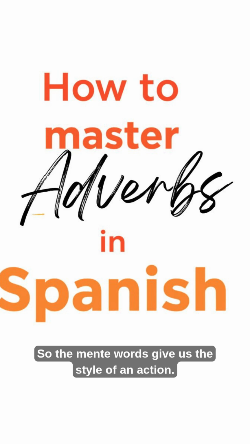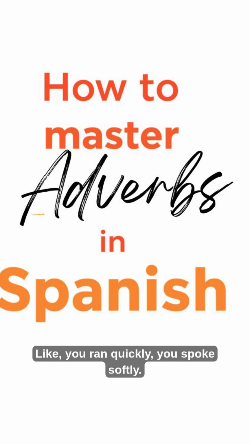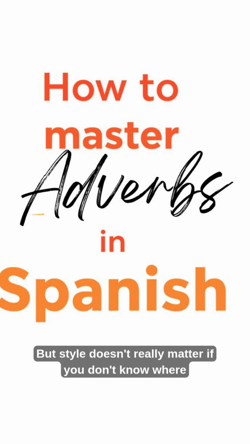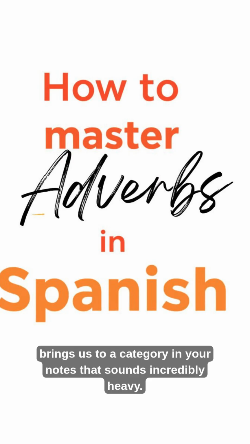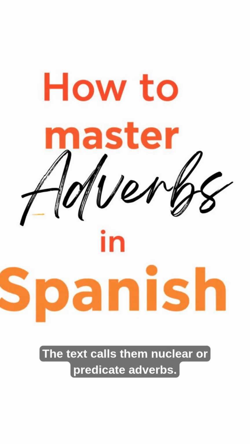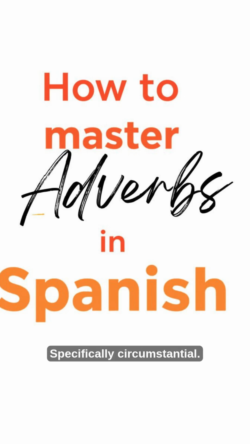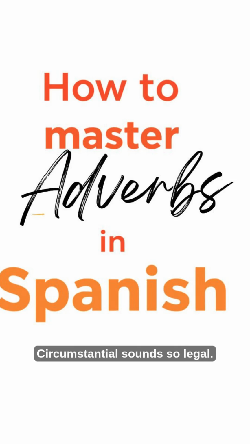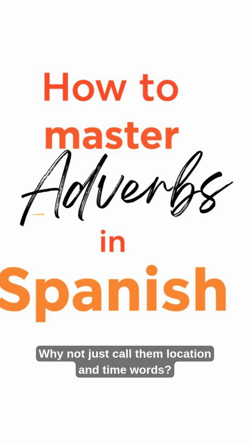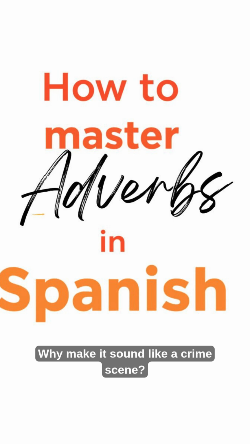So the mente words give us the style of an action, like you ran quickly, you spoke softly. But style doesn't really matter if you don't know where or when you're running. Right, you need context. We need to ground the action in reality, which brings us to a category in your notes that sounds incredibly heavy. The text calls them nuclear or predicate adverbs, specifically circumstantial. It's a big term. It is, and I have to push back on this terminology a bit. Circumstantial sounds so legal. Why not just call them location and time words? Why make it sound like a crime scene?